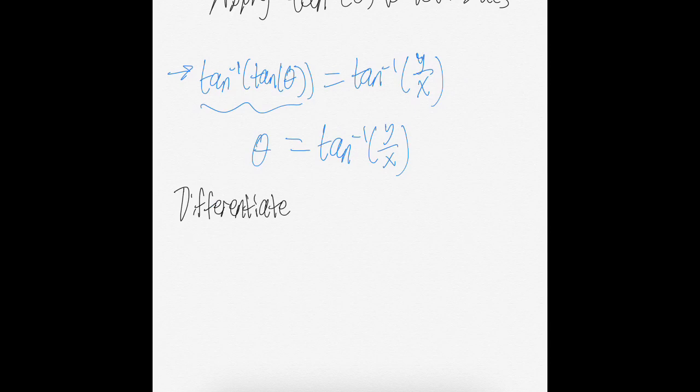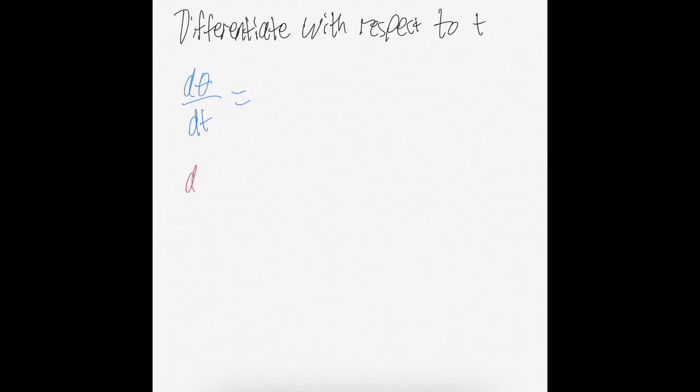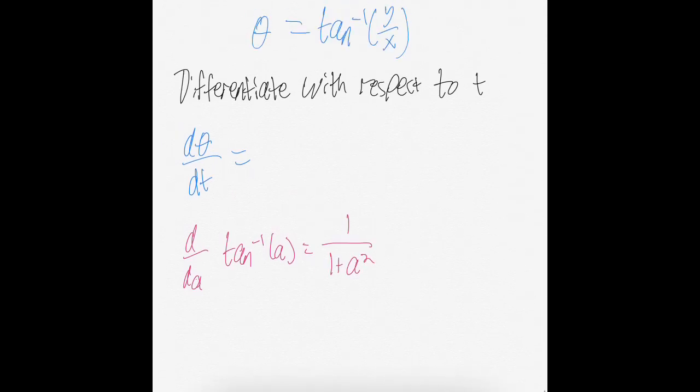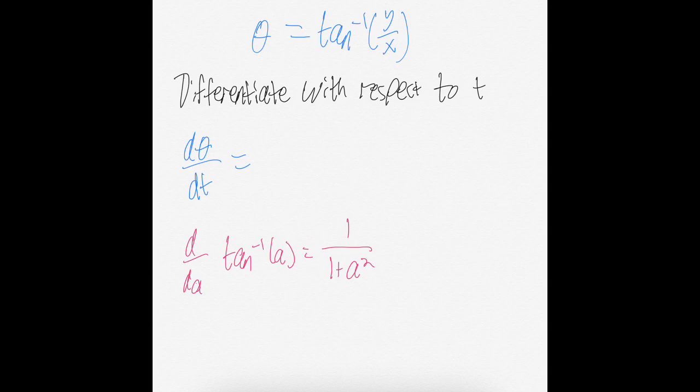So again, take the derivative of both sides. Differentiate with respect to t. On the left-hand side, I just get d theta/dt, which is what we are looking for ultimately. The second one is not easy, so we need to differentiate arctangent of y over x. Recall, let me use a new variable, a. The derivative of tan inverse of a is 1 over 1 plus a squared.